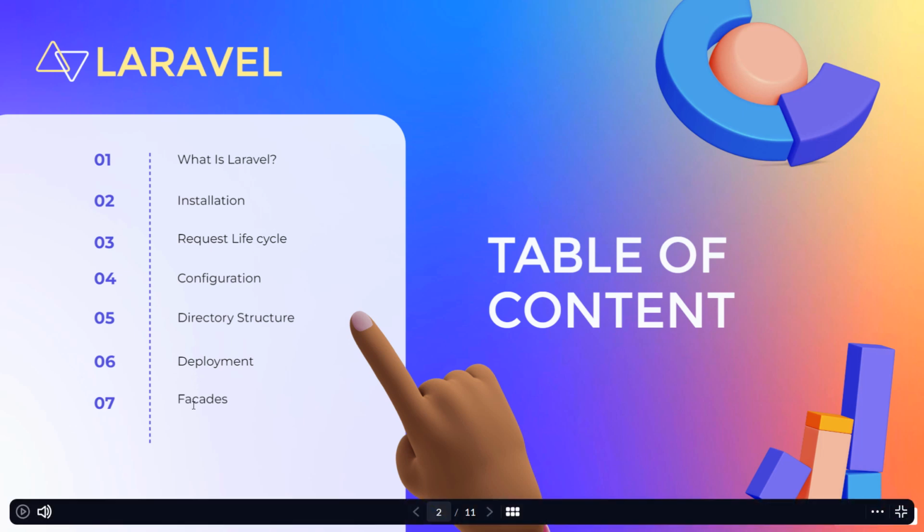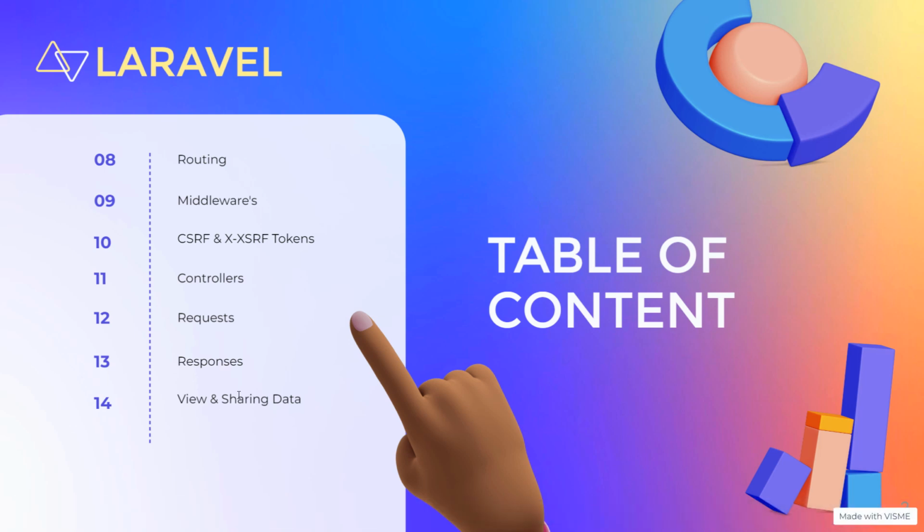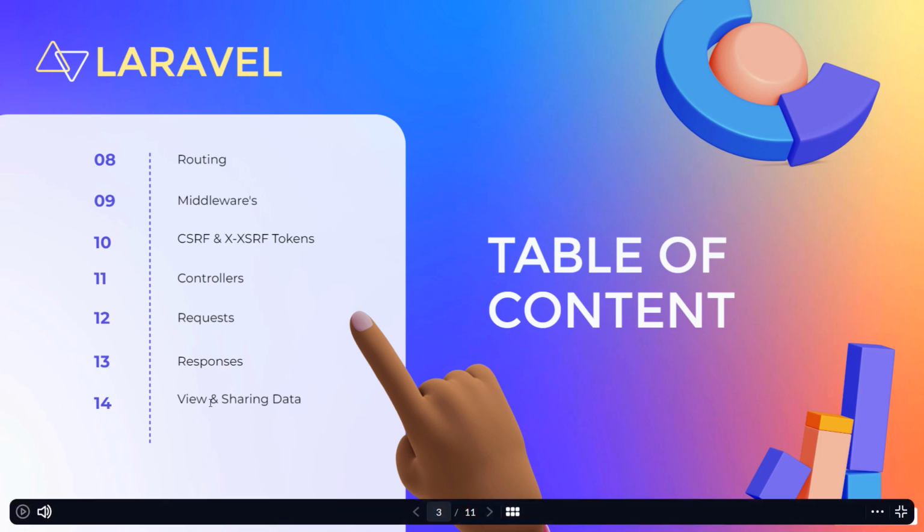Then we will talk about what are facades. Then we have the routing, middleware, CSRF and XSRF tokens, controllers, request responses, and views and sharing data. So this is basically an important concept. Views and sharing data. Let me give a little introduction about that. It is like if you want to share one specific view with the entire application or with some parts of the application, that is where we can use views and sharing the data.